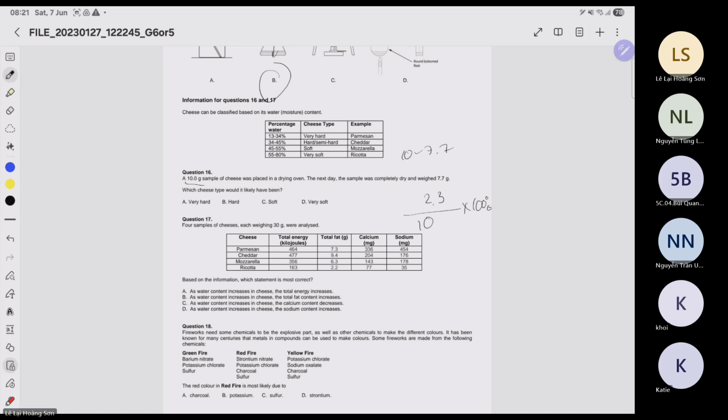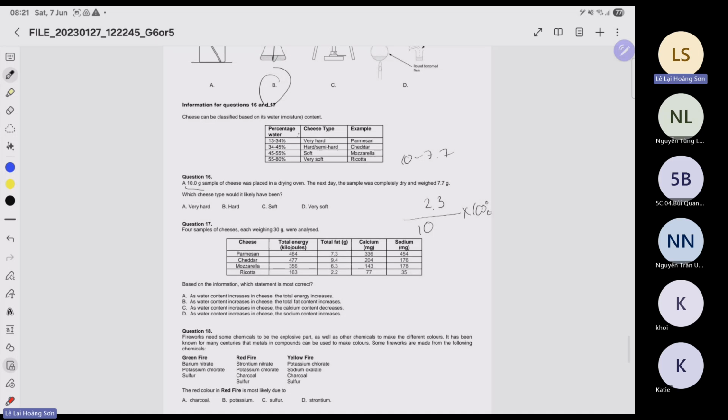2.3 divided by 10 multiplied by 100% will give you the percent of water inside. So it's going to be 23%, right? So mapping to the table that we have is the very hard. Wait, let me take a look at the question again. 10 grams of cheese placed in a drying oven. The next day, the sample was completely dry and weighed 7.7. What cheese type would it likely be? The percentage of water. It's very hard.